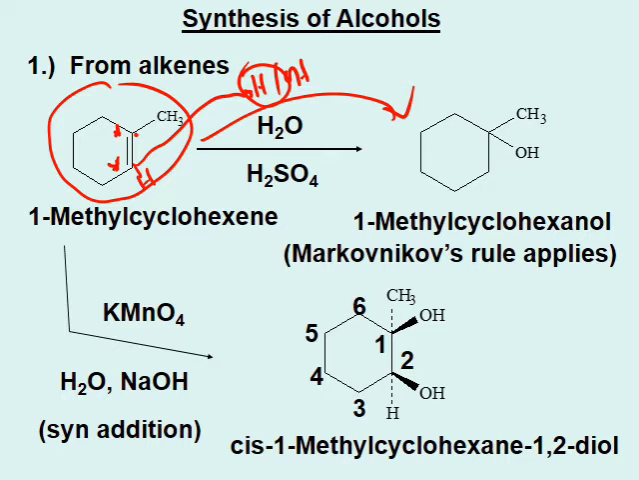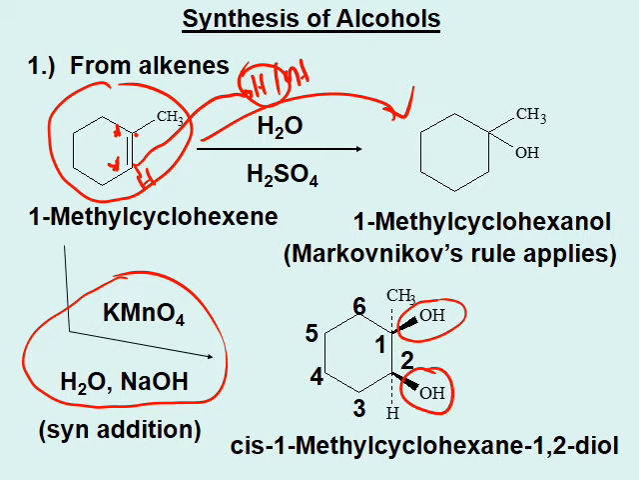The other way of getting alcohol from alkene would be by using basic potassium permanganate. Again, we also discussed that before. Potassium permanganate, this would be a syn addition in basic media, and which would eventually give you two OH groups side by side. Since it's syn addition, if there is a cis trans possibility, you're going to get a cis product.